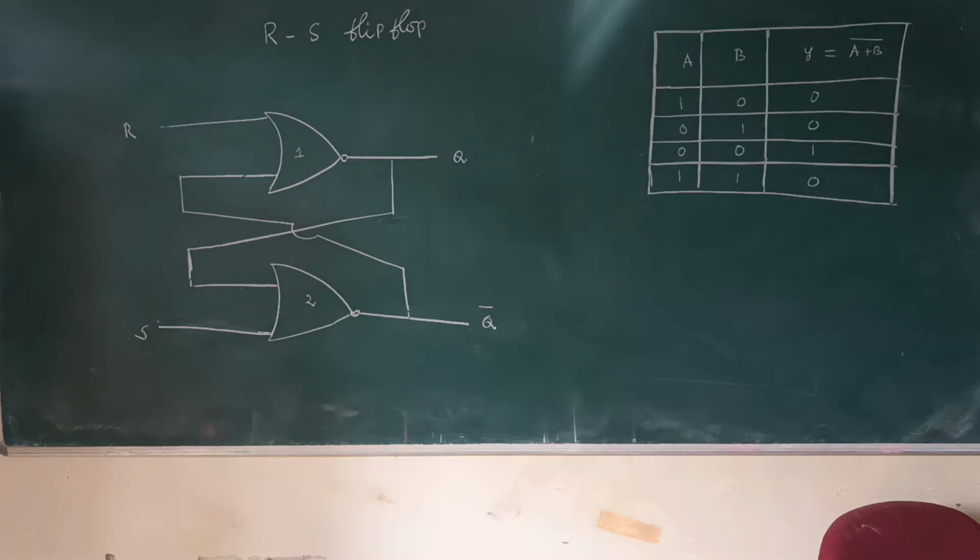If A equal to 1, B equal to 0, output is 0. If A equal to 0, B equal to 1, the output is 0. If both the inputs are high, A and B are high, then the output is 0. Using this NOR logic, we have to describe the functioning of RS flip-flop.